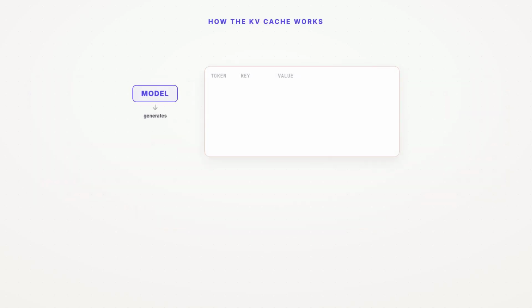So how does that cache work? During the prompt, every block computes keys and values for every token and stores them. Then the model generates a word, say blue.